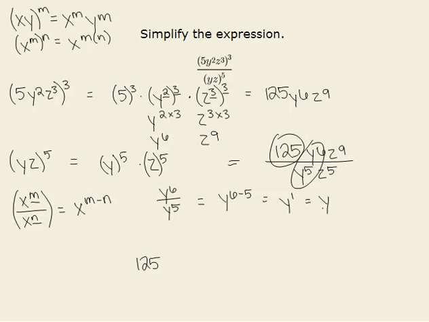And then the z's, we have z to the ninth over z to the fifth, which using the quotient rule we can write as z to the 9 minus 5, which gives us z to the fourth. And we'll write that in our final answer. So final answer, 125 y z to the fourth.